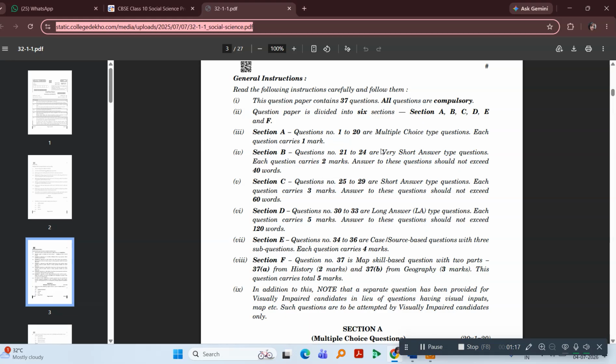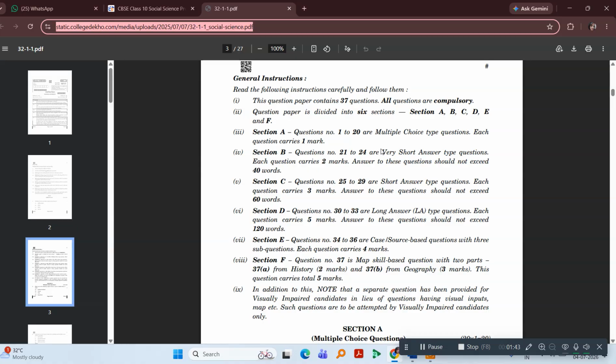Section A comprises questions from 1 to 20. The questions from 1 to 20 are multiple choice type questions. Each question carries 1 mark. Section B comprises questions from 21 to 24. These are very short answer type questions. Each question carries 2 marks.